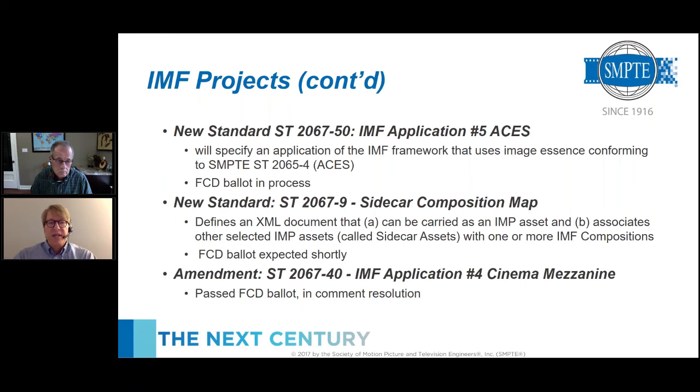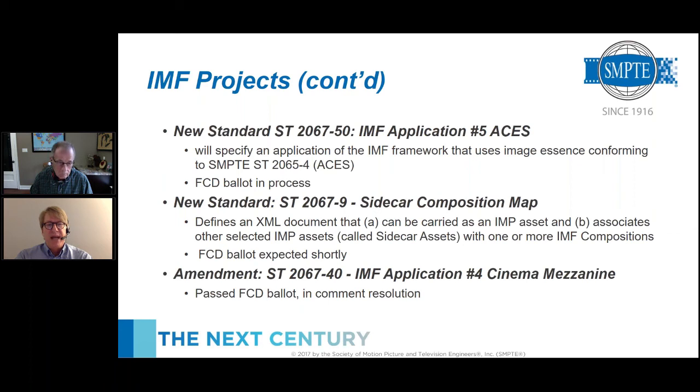Another new standard is the -9, which is sidecar composition map. This defines an XML document that can carry a package, an IMF package, if you will, an IMP asset, and associates with other packages as well, called sidecar assets. So again, that is in FCD ballot as we speak, and is expected to come out of the oven fairly soon as well.